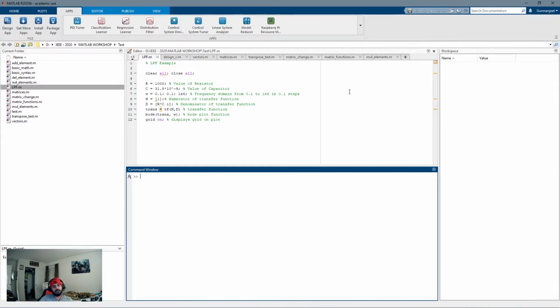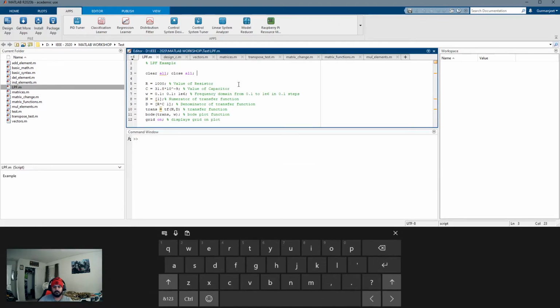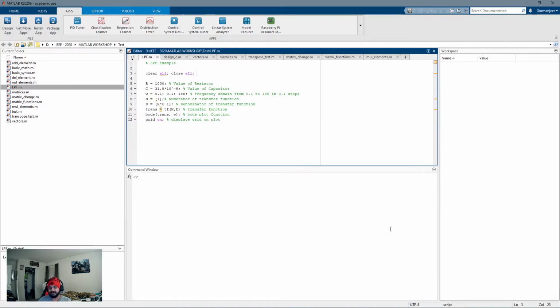So when you're trying to simulate a transfer function within MATLAB, you will have to clear all and close all. This is essentially a starting point. Then after this you can declare your resistance value, which in our case was 1 kilo ohm, so 1000 over here, and you can declare your capacitor value as well, which is 31.8 nanofarad, so 31.8 times 10 to the negative 9.